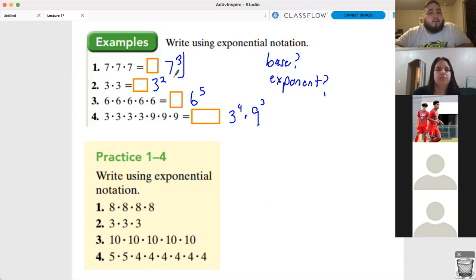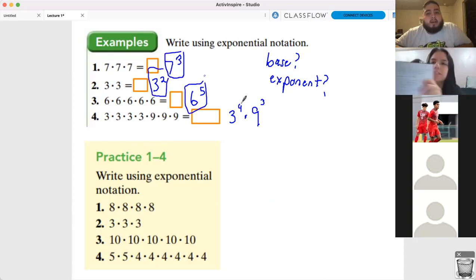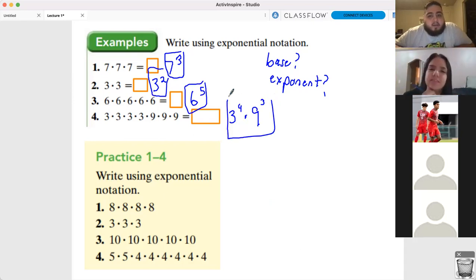Now, every time we have a question, guys, I want you to box your answers in this class. You want to make it a good habit to always box your final answer. So this would be pronounced as 3 to the 4th power times 9 to the 3rd power, and we're done.